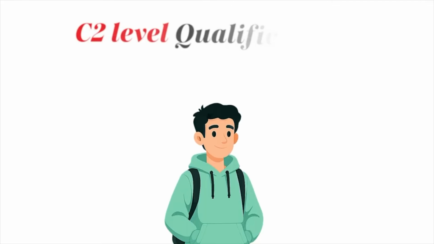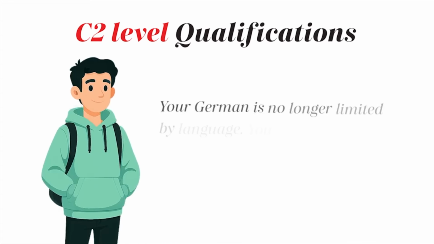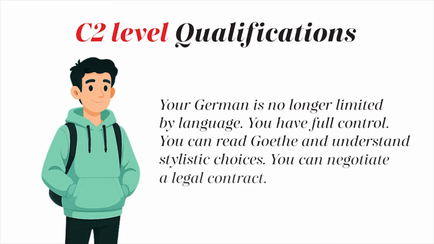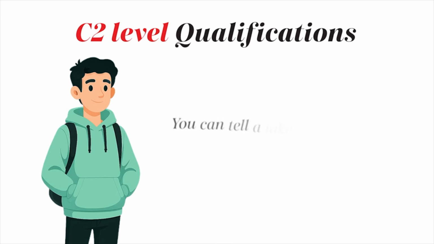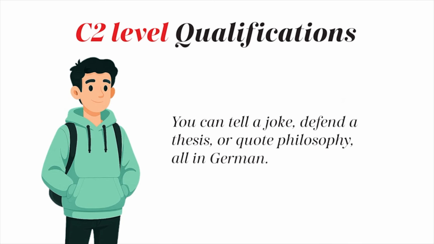At the C2 level, you're considered to be a proficient user of the language. This doesn't mean that you're flawless, it means that your German is no longer limited by language. You have full control. You can read Goethe and understand stylistic choices. You can negotiate a legal contract. You can tell a joke, defend a thesis, or quote philosophy, all in German.